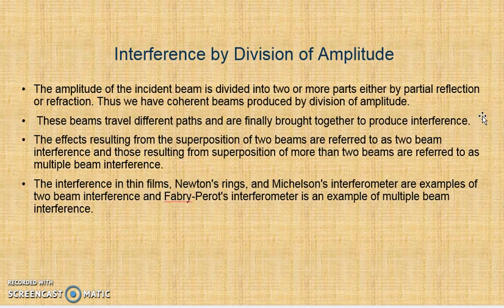The effects resulting from the superposition of two beams are referred to as two-beam interference, and those resulting from superposition of more than two beams are referred to as multiple beam interference. The interference in thin films, Newton's rings and Michelson interferometer are examples of two-beam interference, and Fabry-Perot interferometer is an example of multiple beam interference.